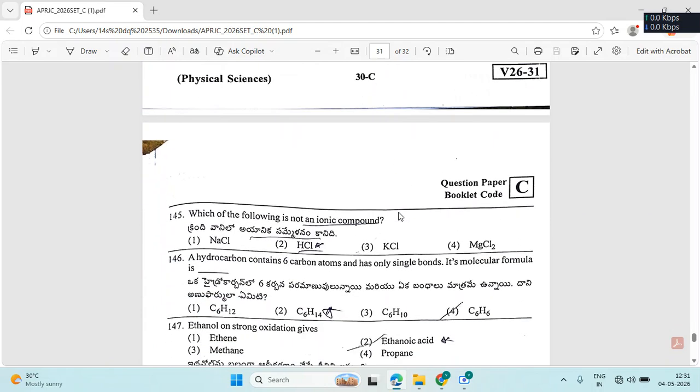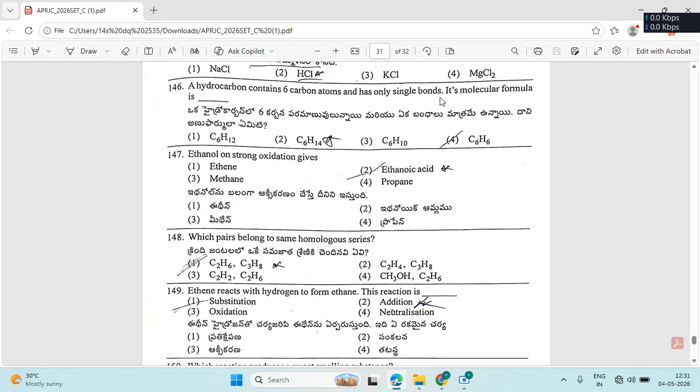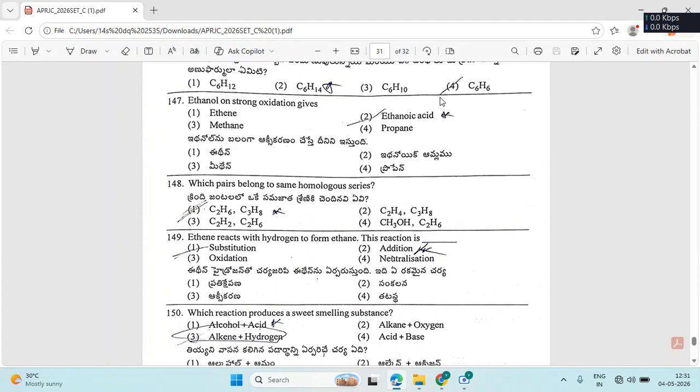Which of the following is not an ionic compound? NaCl, HCl, KCl, MgCl2. The correct option is 2 and the answer is HCl. A hydrocarbon contains 6 carbon atoms and has only single bonds. Its molecular formula is C6H12, C6H14, C6H10, C6H6. The correct option is 2 and the answer is C6H14.